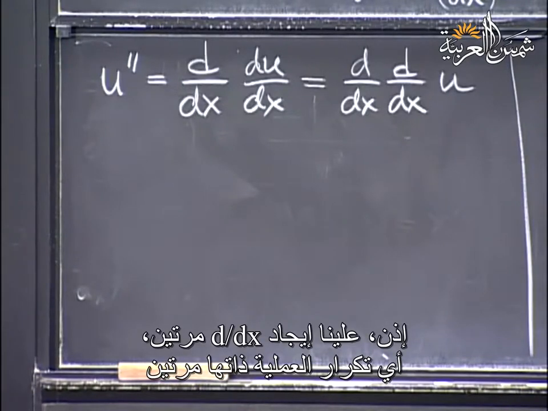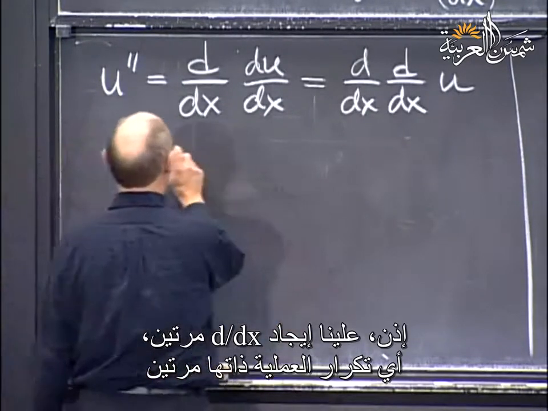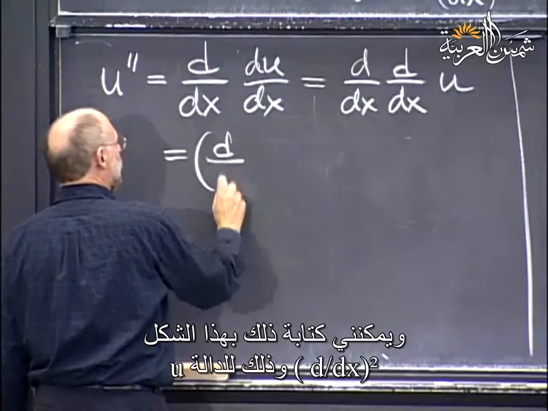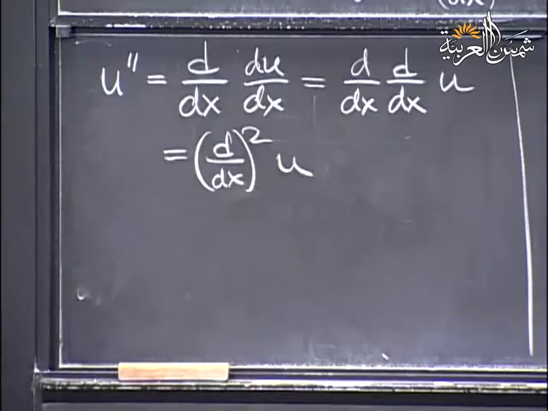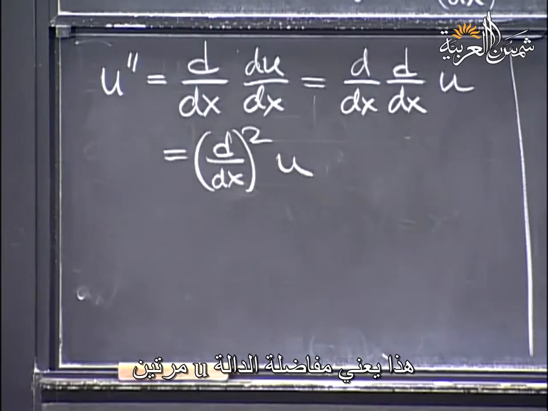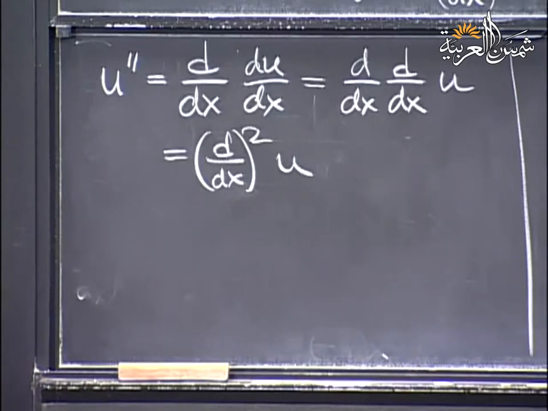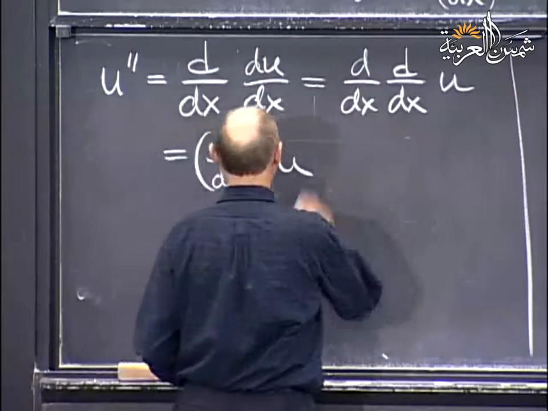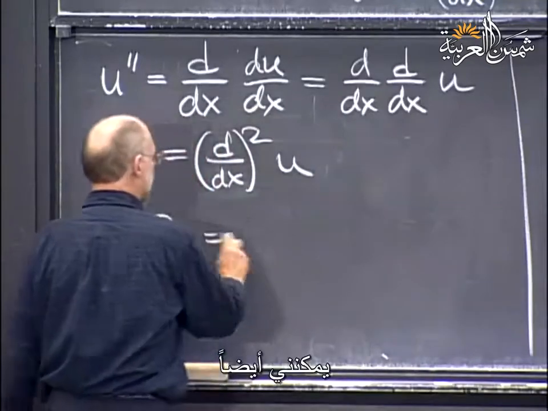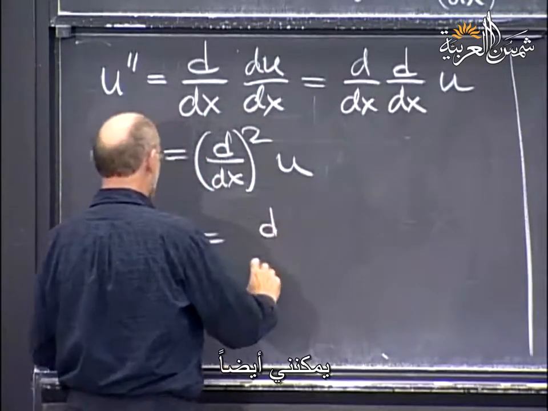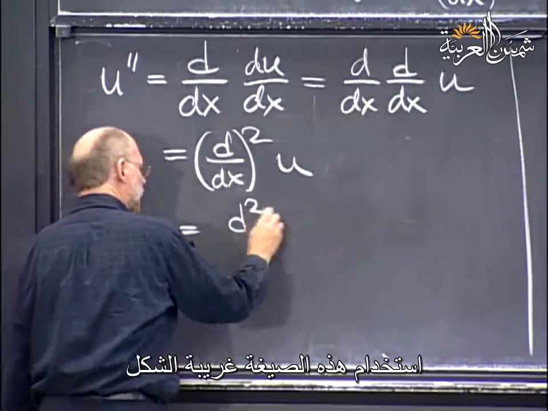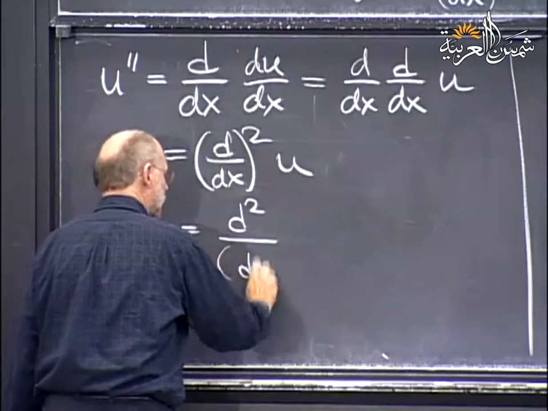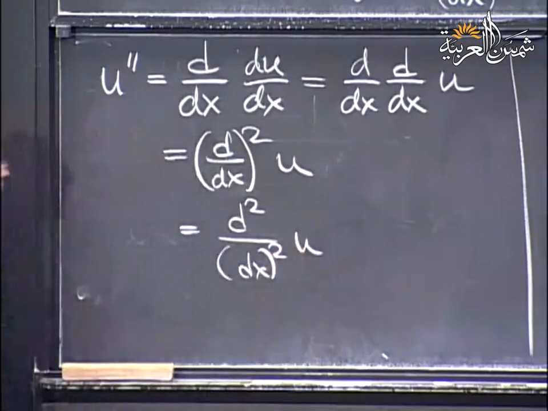So I'm doing ddx twice. I'm doing that operator twice. I could write that as ddx quantity squared applied to u. Differentiate twice and do it to the function u. Or I could write it as, now, this is a strange one. I could also write, I guess, like that.